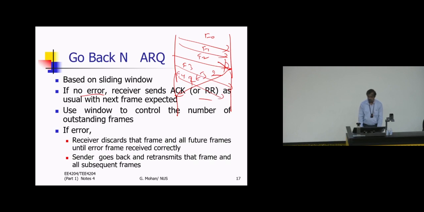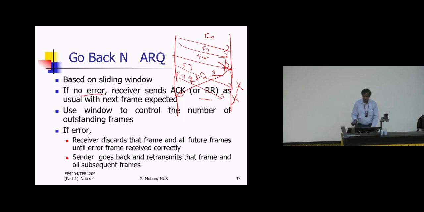So what the receiver does is this. Because it found frame 2 was damaged, the receiver is quite adamant, it will not accept any new frame. Frame 3 is rejected, frame 4 is also rejected. So it will wait only for the damaged frame to be correctly received. That means it wants only frame number 2. It will not accept any new frame. Frame 3, frame 4, not accepted.